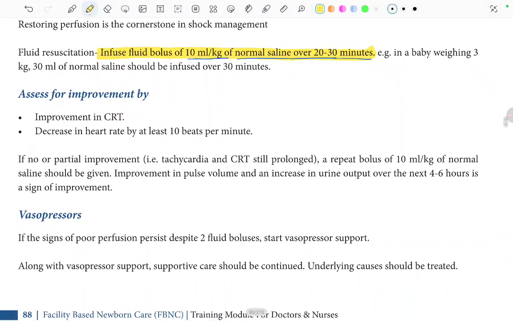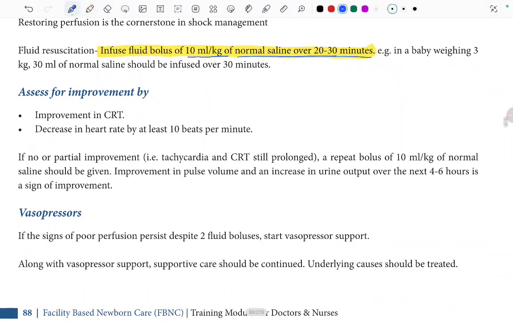Now assess for improvement: whether the prolonged CRT has improved, or whether there is a decrease in the heart rate by at least 10 beats per minute. So after this initial bolus, has the heart rate reduced? If there is no partial improvement, that is tachycardia and CRT still prolonged, repeat a bolus of 10 ml per kg of normal saline.